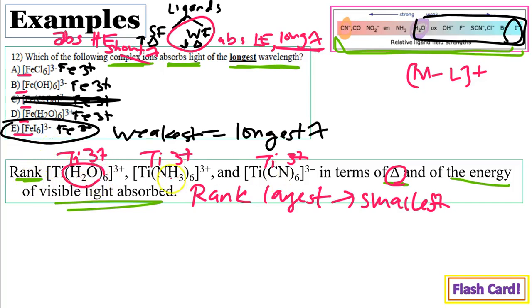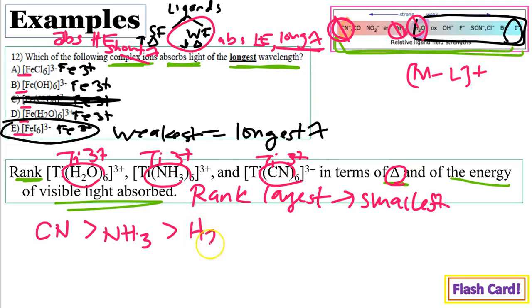Now we have to focus on ligands. We want to rank them from largest to smallest. So as you can see, the strongest is going to be the largest crystal field splitting. You already know that. And so the strongest ligand here is going to be our CN-. The next strongest is going to be our NH3. And then the final one, which is the weakest here, is going to be our H2O.